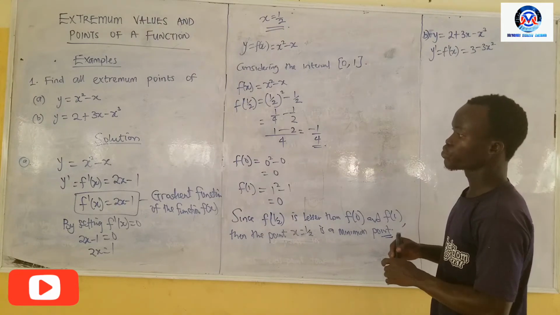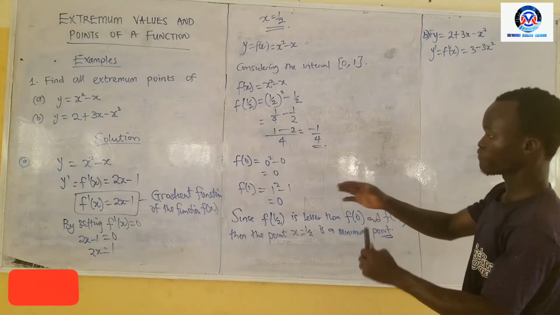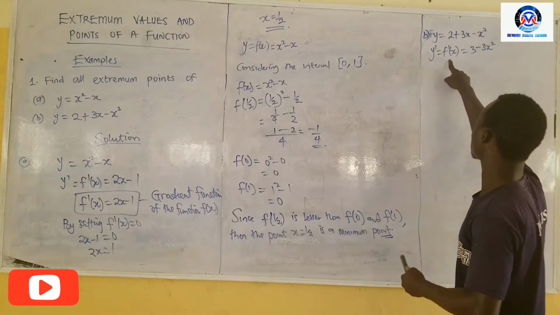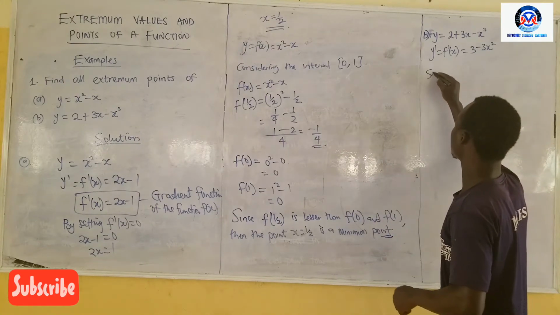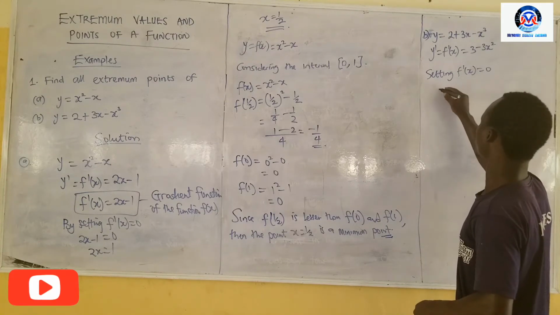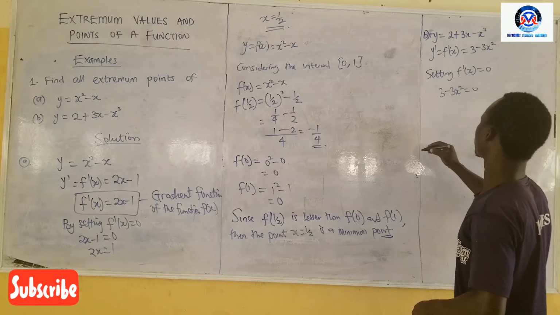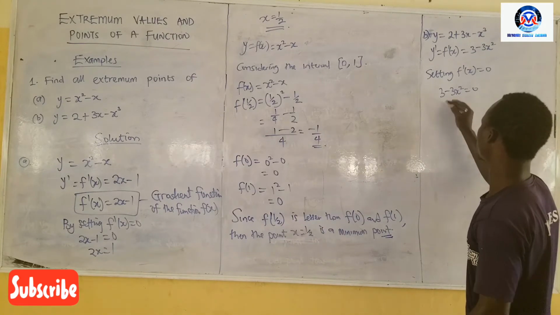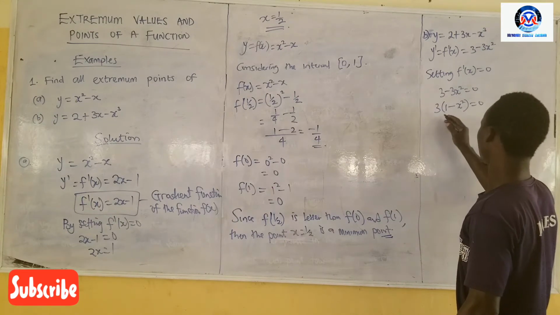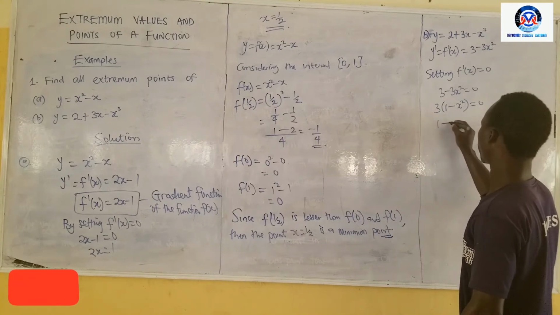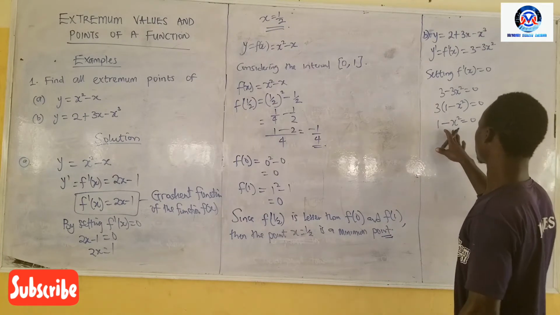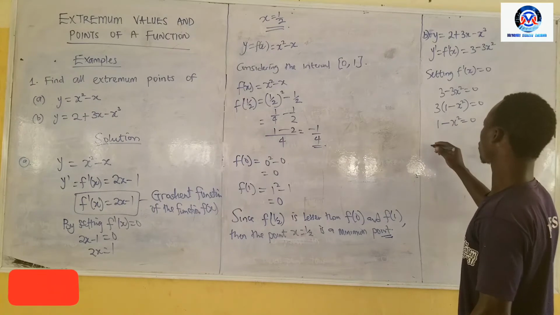So now, since we know that the gradient function of a function at the stationary point is 0, we are going to set this gradient function equal to 0. That is, setting f prime of x equal to 0, then we have 3 minus 3x squared equals 0. So now, we can factor out 3 from this, and this will be 3 into bracket 1 minus x squared equals 0. And dividing both sides by 3, we have 1 minus x squared equals 0.